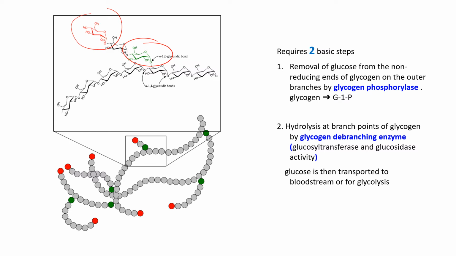Kalau kita tengok di sini, yang merah ni itu adalah non-reducing end of the glycogen. Yang hijau tu adalah the branch point of glycogen, and the gray beads, those are glucose.